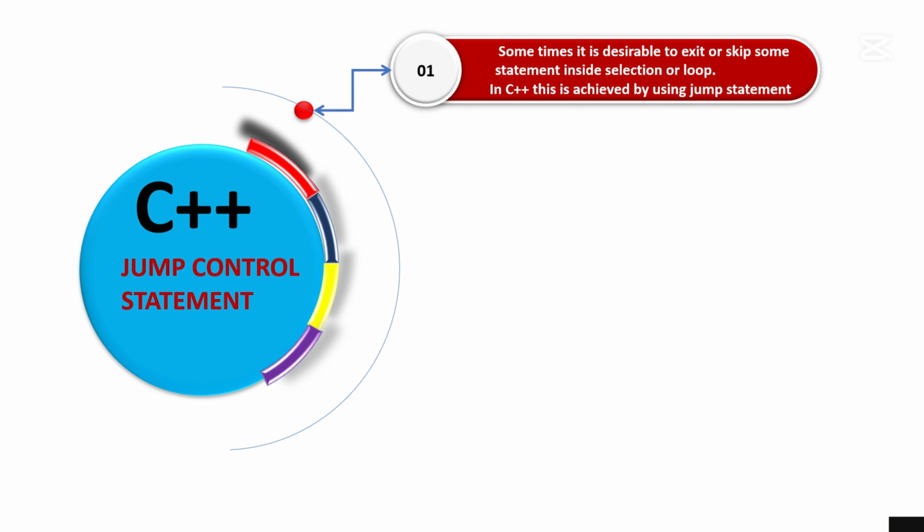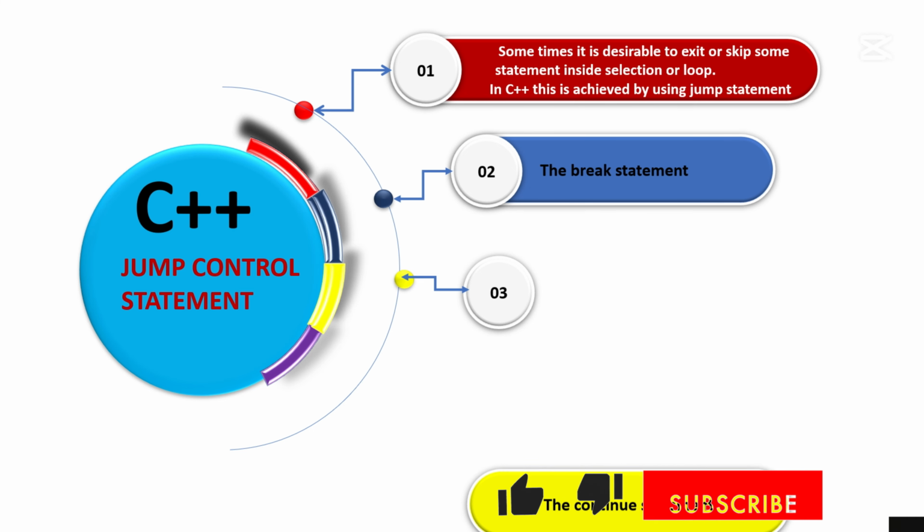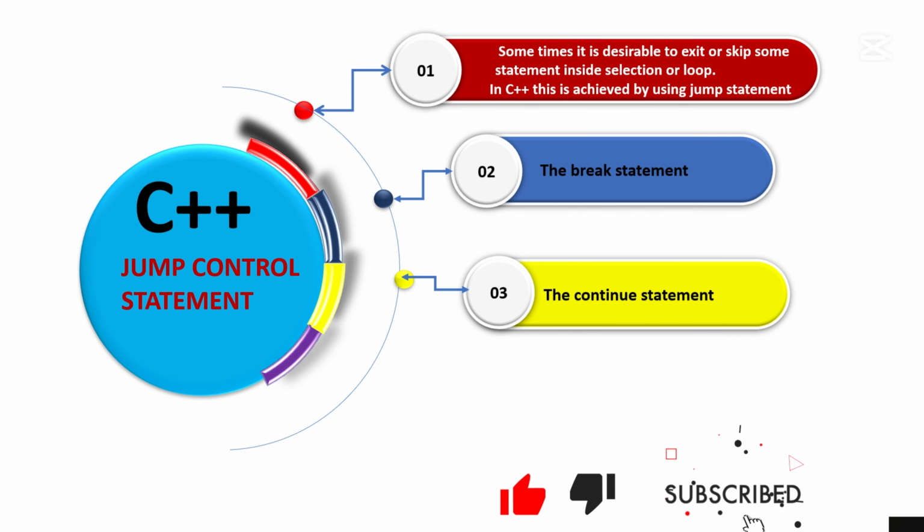So there are four kinds of jump control statements. The first one is the break statement. This is used when you want to stop the execution at a certain condition. The second one is the continue statement. This is used to skip, based on a certain condition.